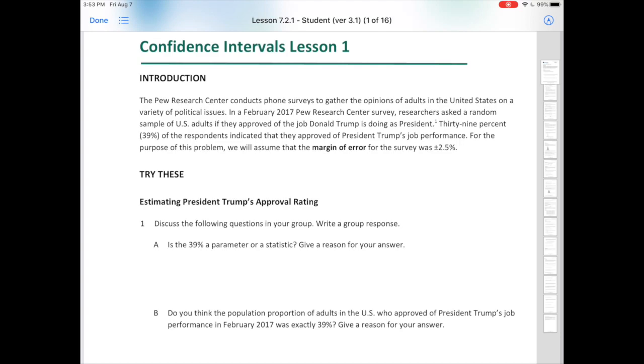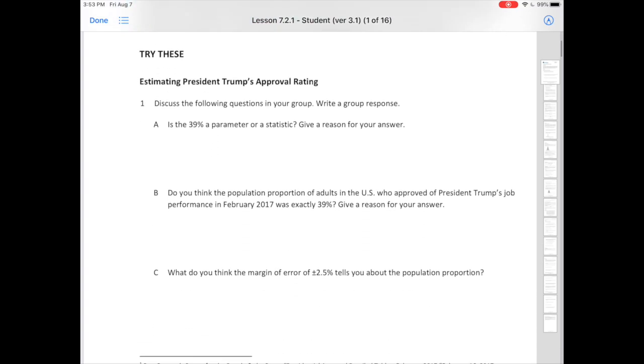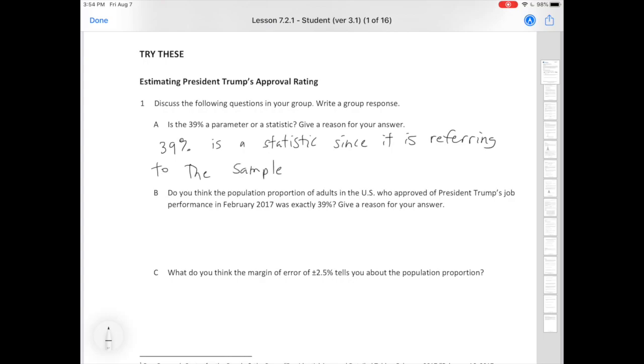39% of the respondents indicated, right? But we don't know if 39% of all people in the U.S. approve of his performance. We only know that 39% in the sample did, right? So 39% is a statistic since it is referring to the sample, not the population.